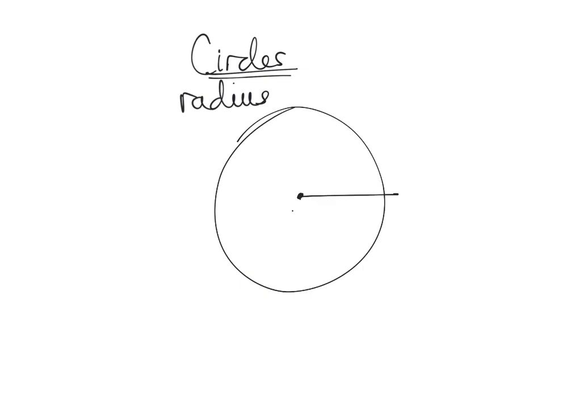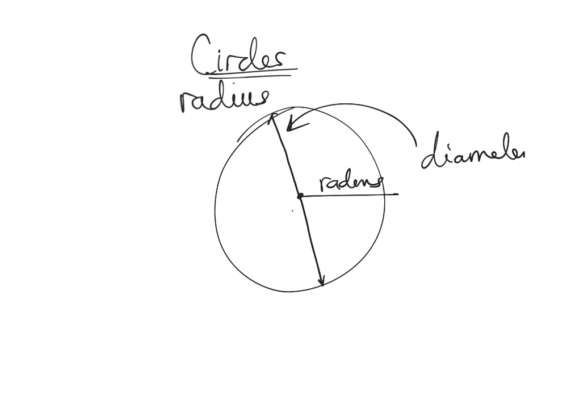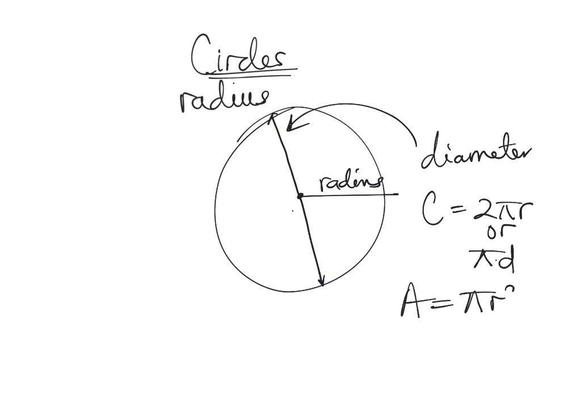So the radius of a circle, that's the radius. The diameter would be if we went from one end, through the center, to the other end. That would be the diameter. So for circles, the circumference of a circle is 2 pi r, or pi times d. The area of a circle is pi r squared. So those are formulas that will be good to know.